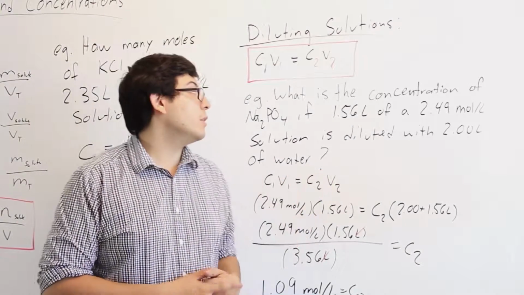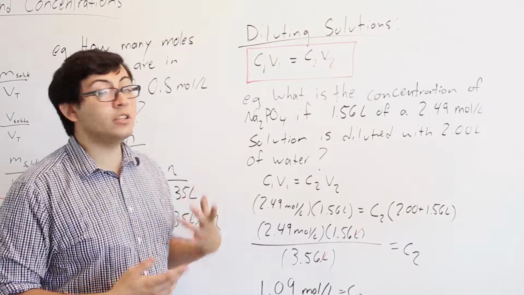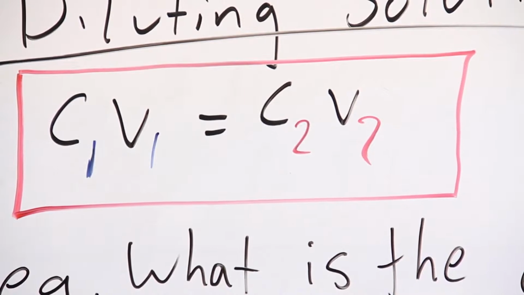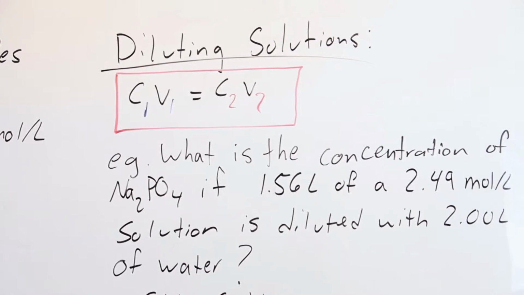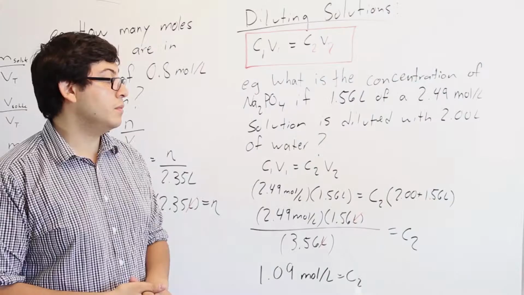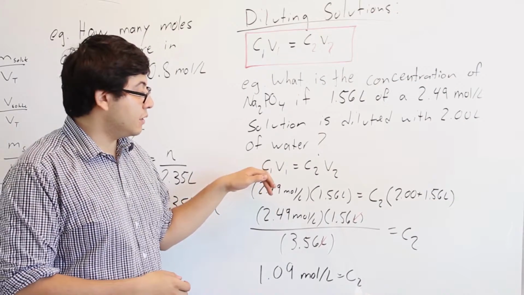So lastly, let's talk about diluting solutions. The only equation you guys really have to know is C1V1 equals C2V2. So let's do an example. What is the concentration of sodium phosphate if 1.56 liters of a 2.49 molar solution is diluted with 2 liters of water? So C1V1 equals C2V2.